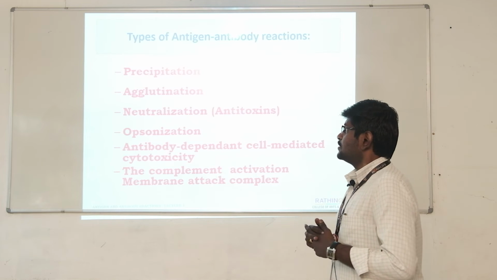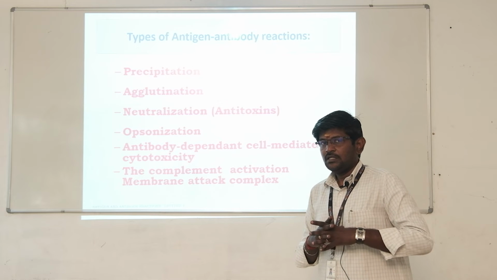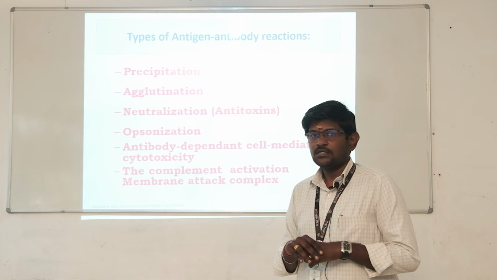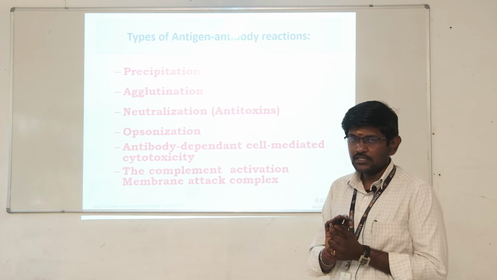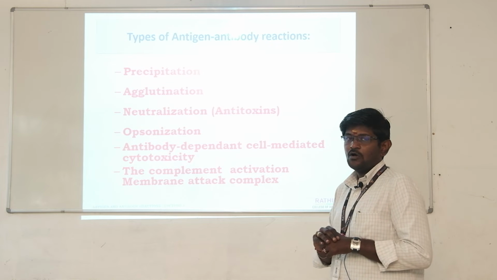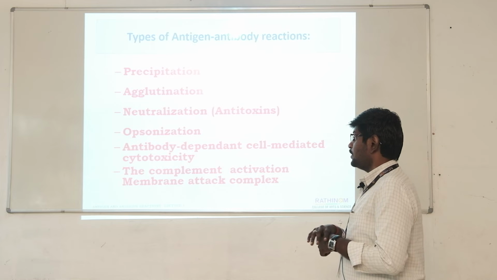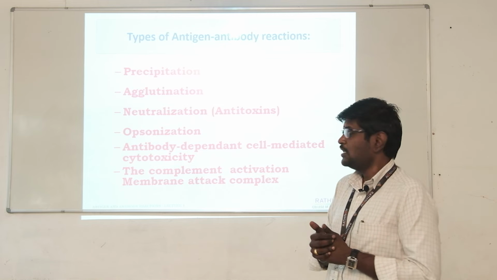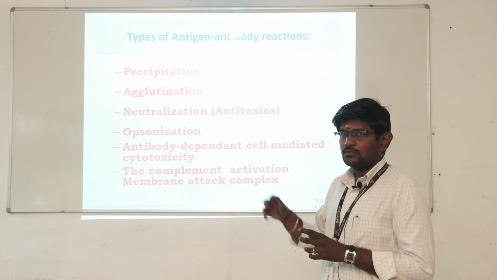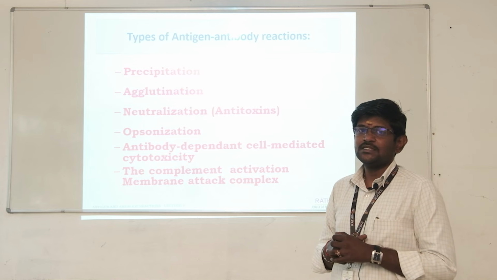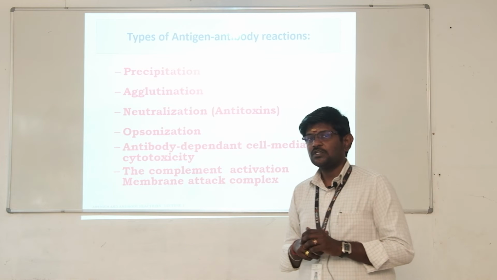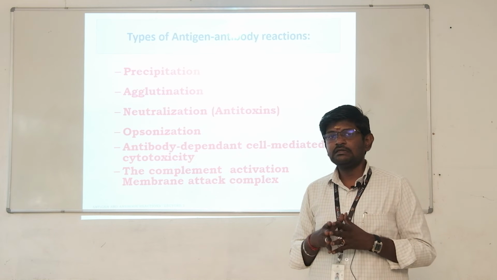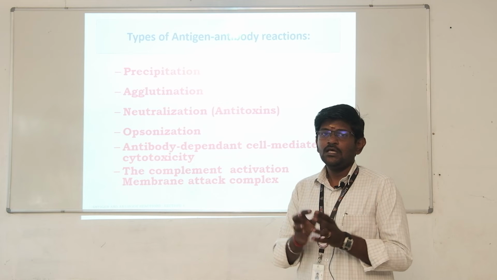Next. So based on the antigen antibody interaction, various types of immune reaction occur in our body, starting from precipitation, agglutination, third one is neutralization, opsonization, antibody dependent cell mediated cytotoxicity, and the last one is the complement activated membrane attack complex. Though these topics may seem like individual happenings within an immune response, all these are interconnected, and finally all these processes end up in the clearing of antigen at a particular point of time.